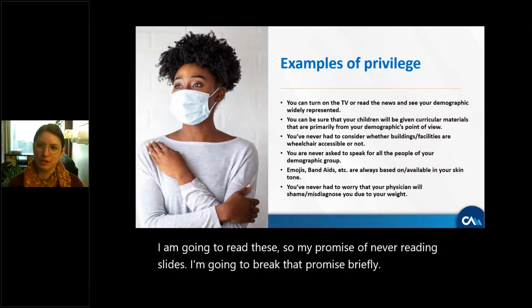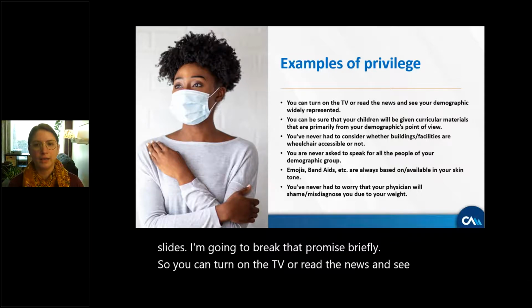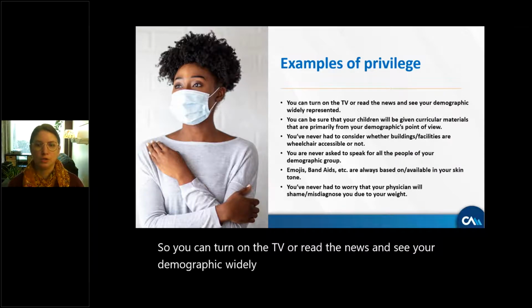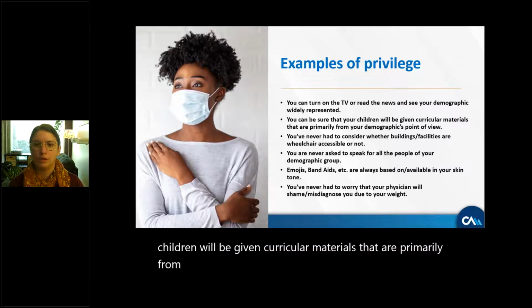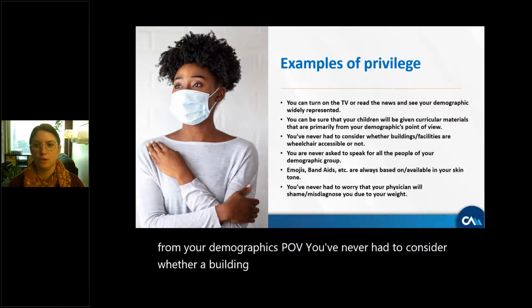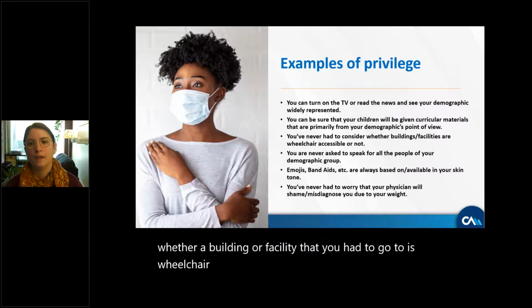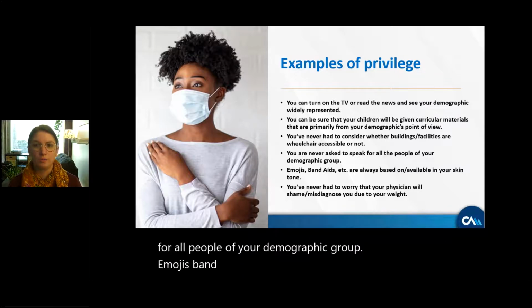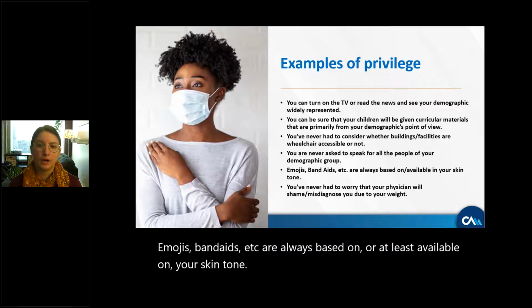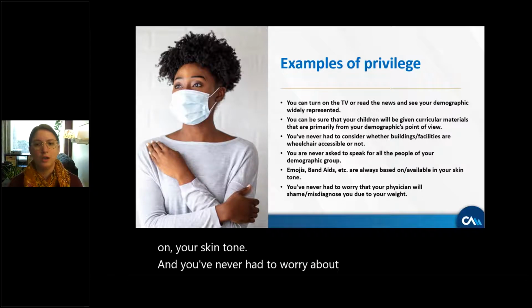You can turn on the TV or read the news and see your demographic widely represented. You can be sure that your children will be given curricular materials that are primarily from your demographic's point of view. You've never had to consider whether a building or facility that you had to go to is wheelchair accessible or not. You're never asked to speak for all people of your demographic group. Emojis, band-aids, etc. are always based on, or at least available in, your skin tone. And you've never had to worry that your physician will shame or misdiagnose you due to your weight.